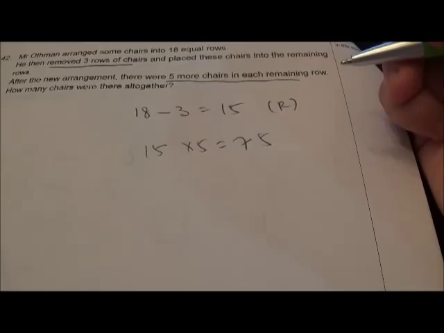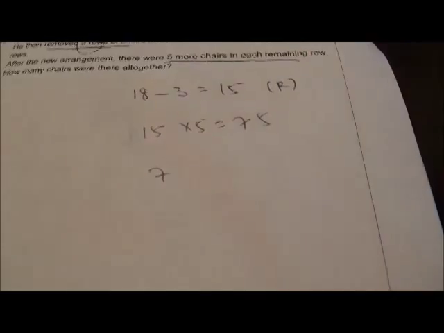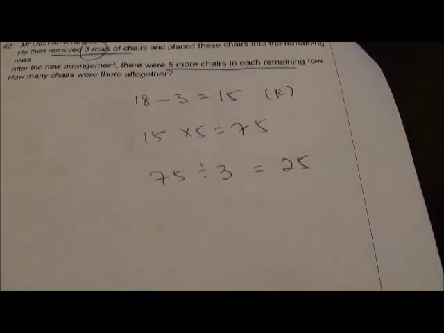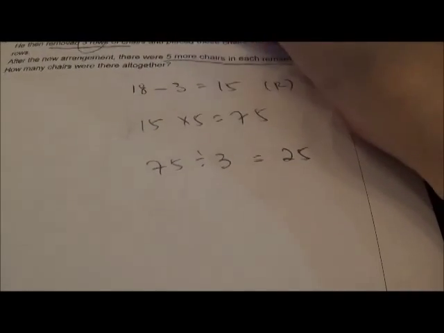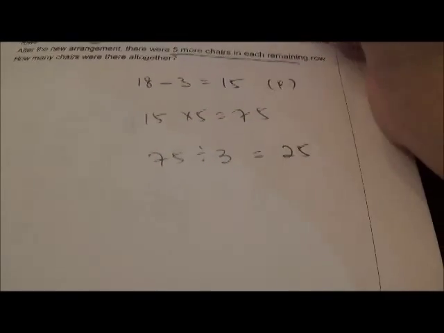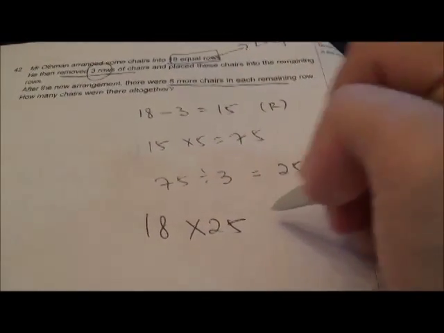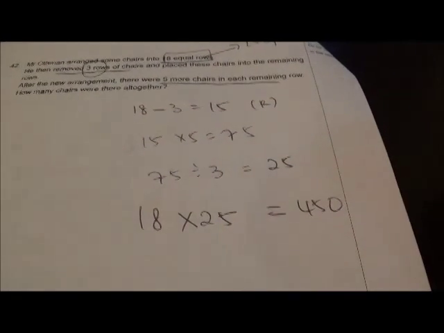So there's 3 rows that I removed, and these 75 chairs come from these 3 rows. So I divide by 3, I get 25. So originally, in every one of the 18 equal rows, there's 25 chairs per row. So I have 18 equal rows originally, times 25. I should get 450 chairs at first. So the answer here is 450.